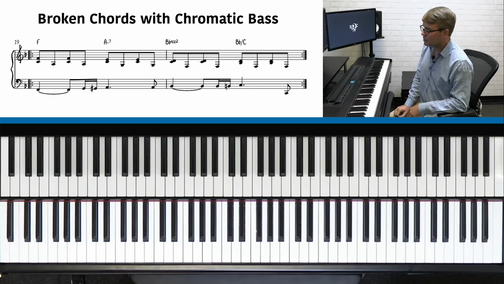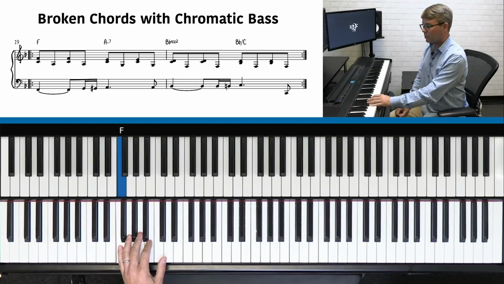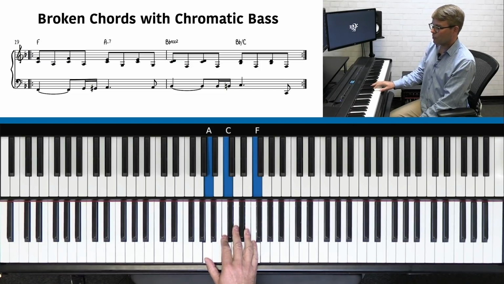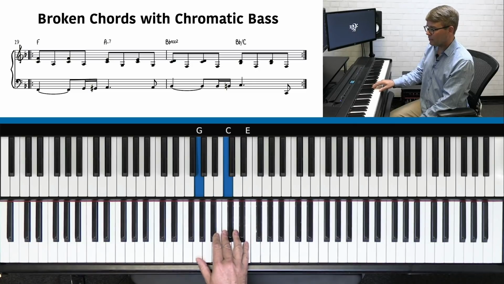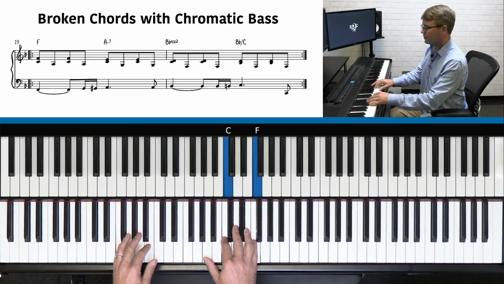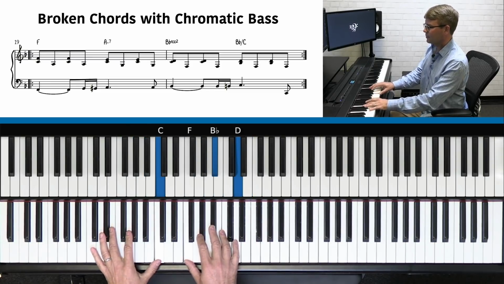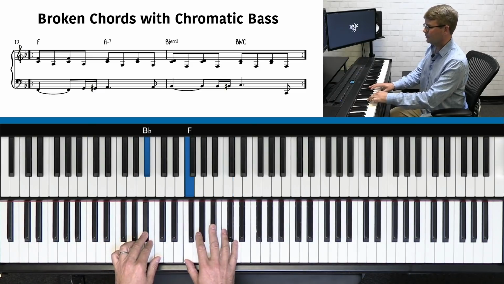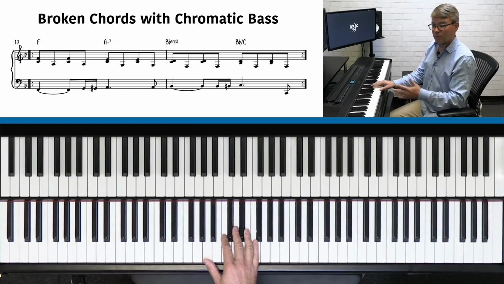And then next up, we're talking about broken chords with a chromatic bass. So the bass is going to be the same as you just played, but now on the right hand, instead of going blocked chords, we're going to break them up, similar to what we did earlier, with this rocking 8th note pattern. So it would sound like this together. And again, you can just practice hands separately first.